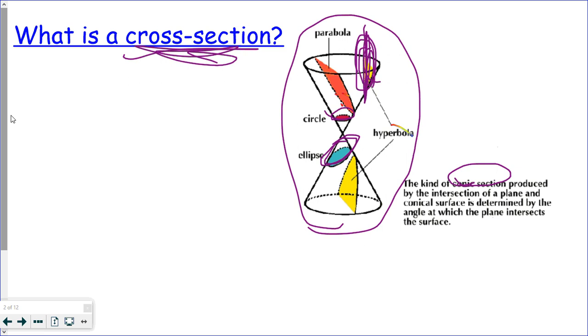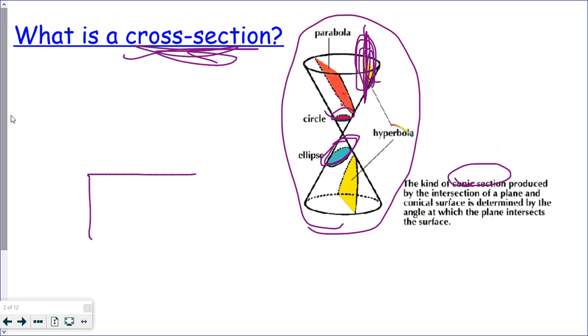I always tell students, think about what happens when you take a birthday cake and you cut it right down the middle. Well, the two-dimensional shape of the cut, that's a cross section. And usually it's some type of rectangular looking shape for a cake, right? If you have a rectangular cake and you cut down the middle, it makes a rectangular shape. That's all a cross section is.